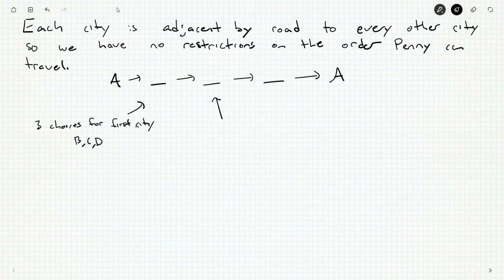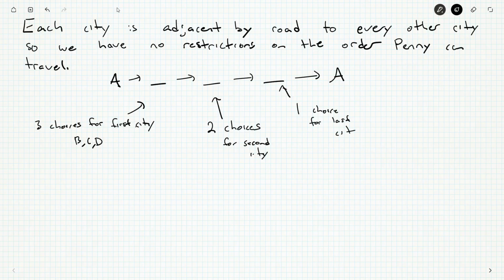Now, when we get to the second city that we're going to travel to, we only have 2 choices left. You know, we chose B. Well, we've only got C or D. We can't go back to B or back to A. So, whatever we chose for the first city that we went to out of these 3, we can't go to that city again. So that leaves us with 2 cities left over. And once these are chosen, the last city is fixed. You know, if you went to C and then to D, you've got to go to B last. So 1 choice for the last city.